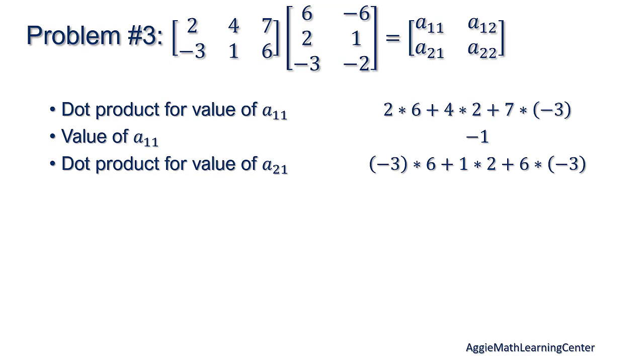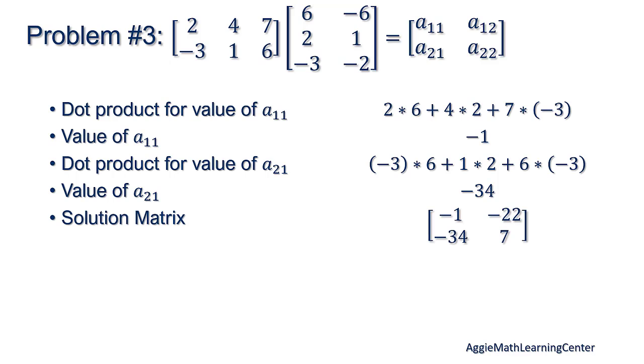We can also find the value in the second row and first column of our solution matrix by taking the dot product of the second row of the first matrix and the first column of our second matrix, which gives us negative 3 times 6 plus 1 times 2 plus 6 times negative 3. After simplifying, we see this value is negative 34. We can follow the same process for the other 2 values such that we get our solution matrix to be negative 1, negative 22, negative 34, and 7.